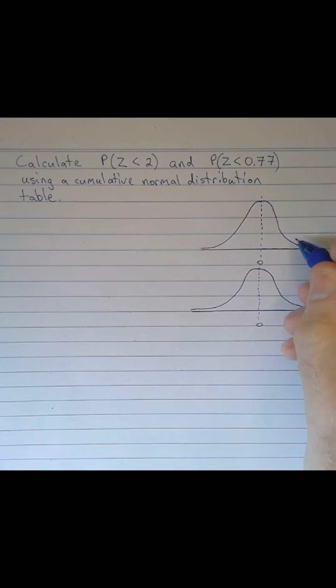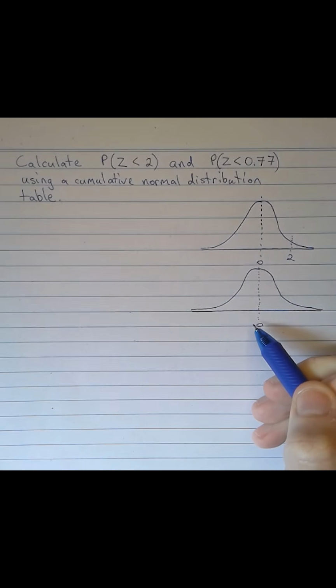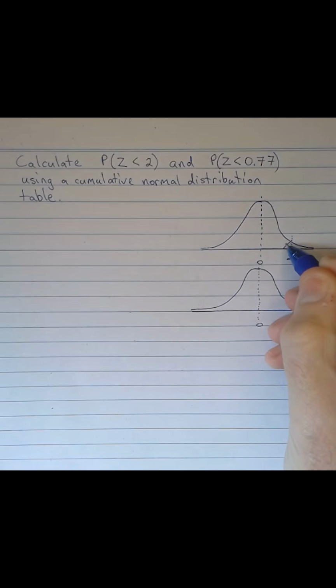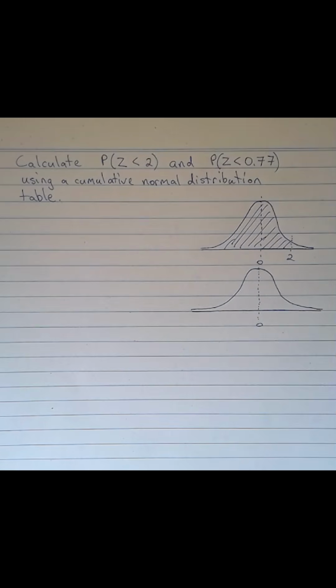That means I'm going to have my z value somewhere around about out here on the right-hand side of the mean at z equal to 2. And I want to figure out the probability of z less than 2, which is this shaded area. So the first thing I can see straight away is it's definitely going to be more than 50%. And actually it's going to be quite large, probably quite close to 100%.